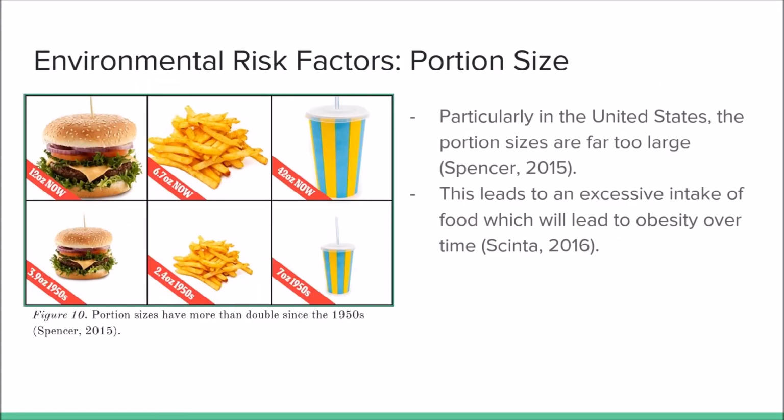An important environmental risk factor to take into consideration is that, especially in the United States, portion sizes are way larger than they need to be. This essentially leads to an intake of food that is above what's necessary for someone to feel satiated. If you look on the left at figure 10, you can see that from the 1950s to now, serving sizes have doubled or tripled, or in the case of drinks, they've been multiplied by 6, which leads to much more calories being taken in than is necessary. And as you know, more calories means more weight gain.